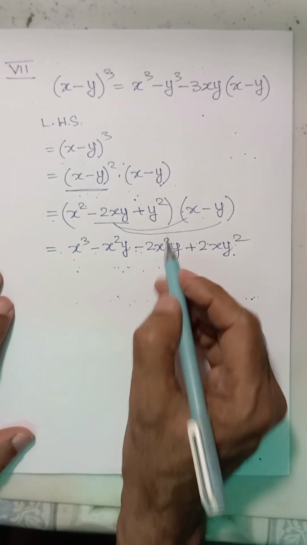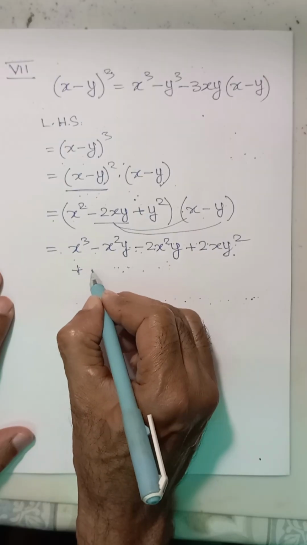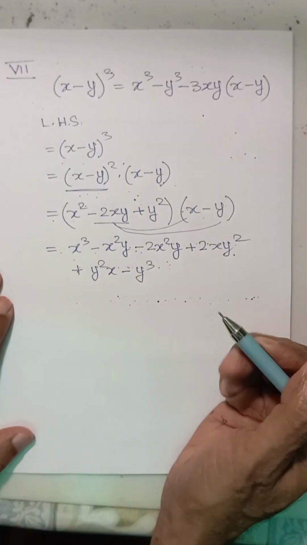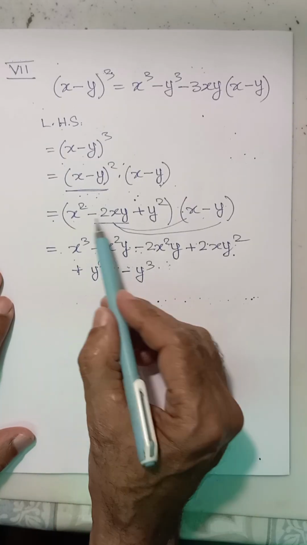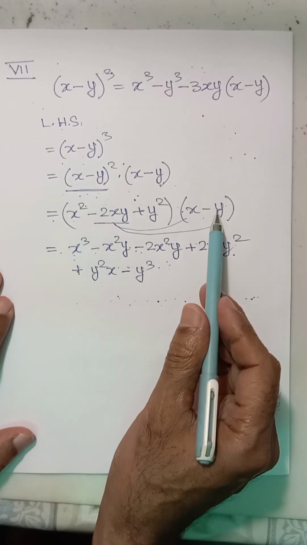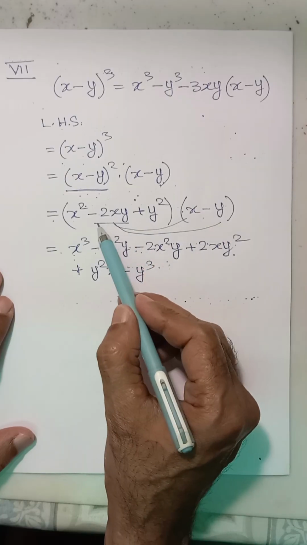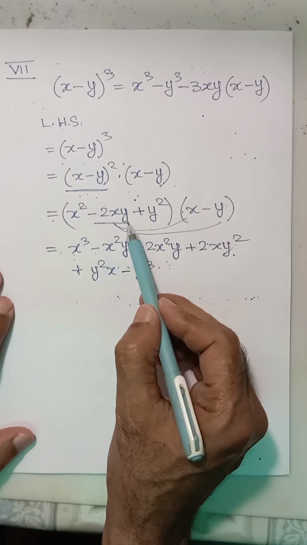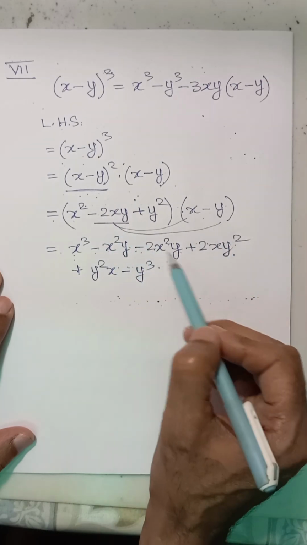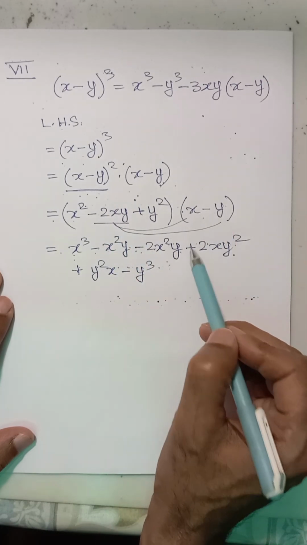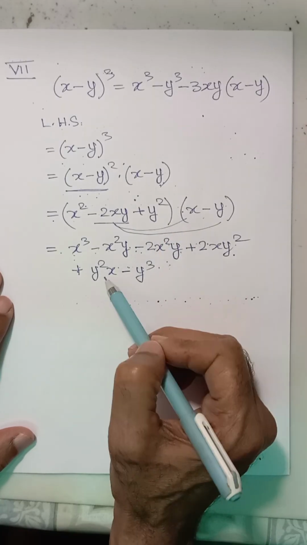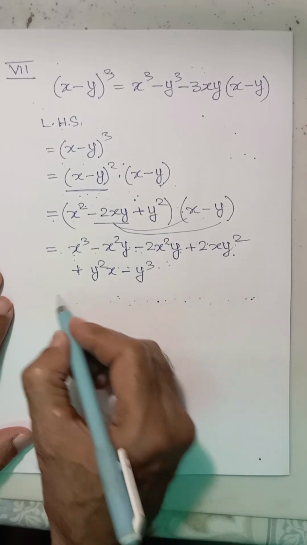Now we will multiply this. It will be plus y² into x, y²x, minus y³. So this is the formula. Let us check it once again. x² into x, x³, x² into −y, minus x²y, −2xy into x, −2x²y, −2xy into −y, plus 2xy², y² into x, y²x, minus y³. Correct, it is correct.